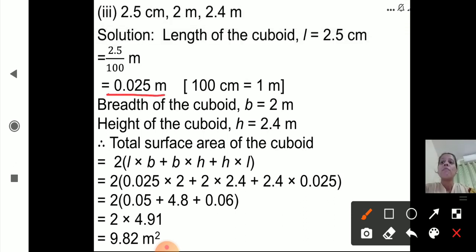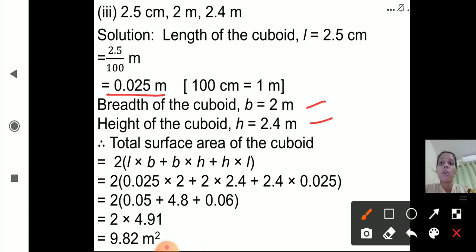Okay, why will we convert? Quantity is given in centimeter, the other two, breadth and height, is given in meter. So we have to convert this centimeter into meter first, then only we will use the formula. So what we got now? 0.025 meter, right? So what is the length now? 0.025 meter. Breadth is 2 meter and height is 2.4 meter.